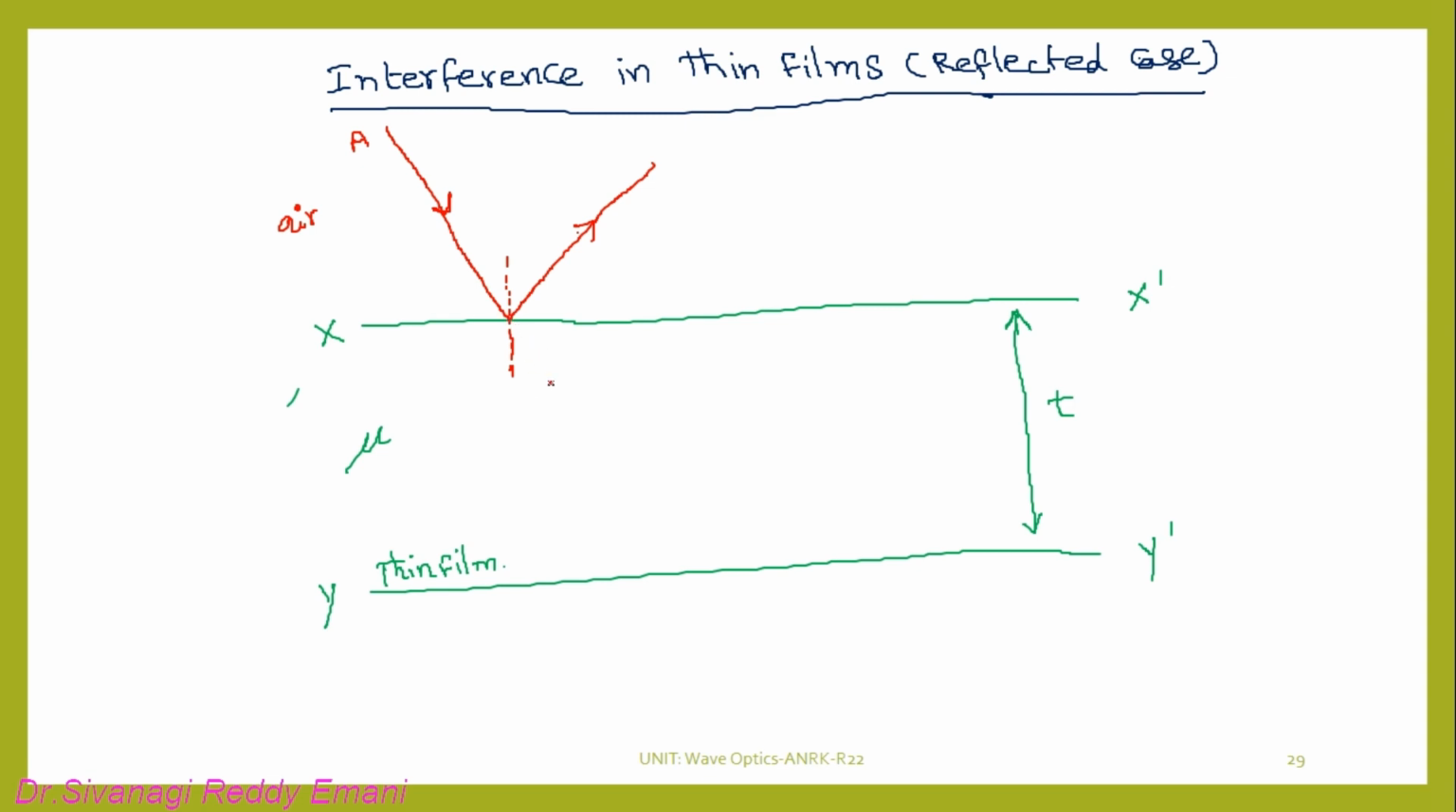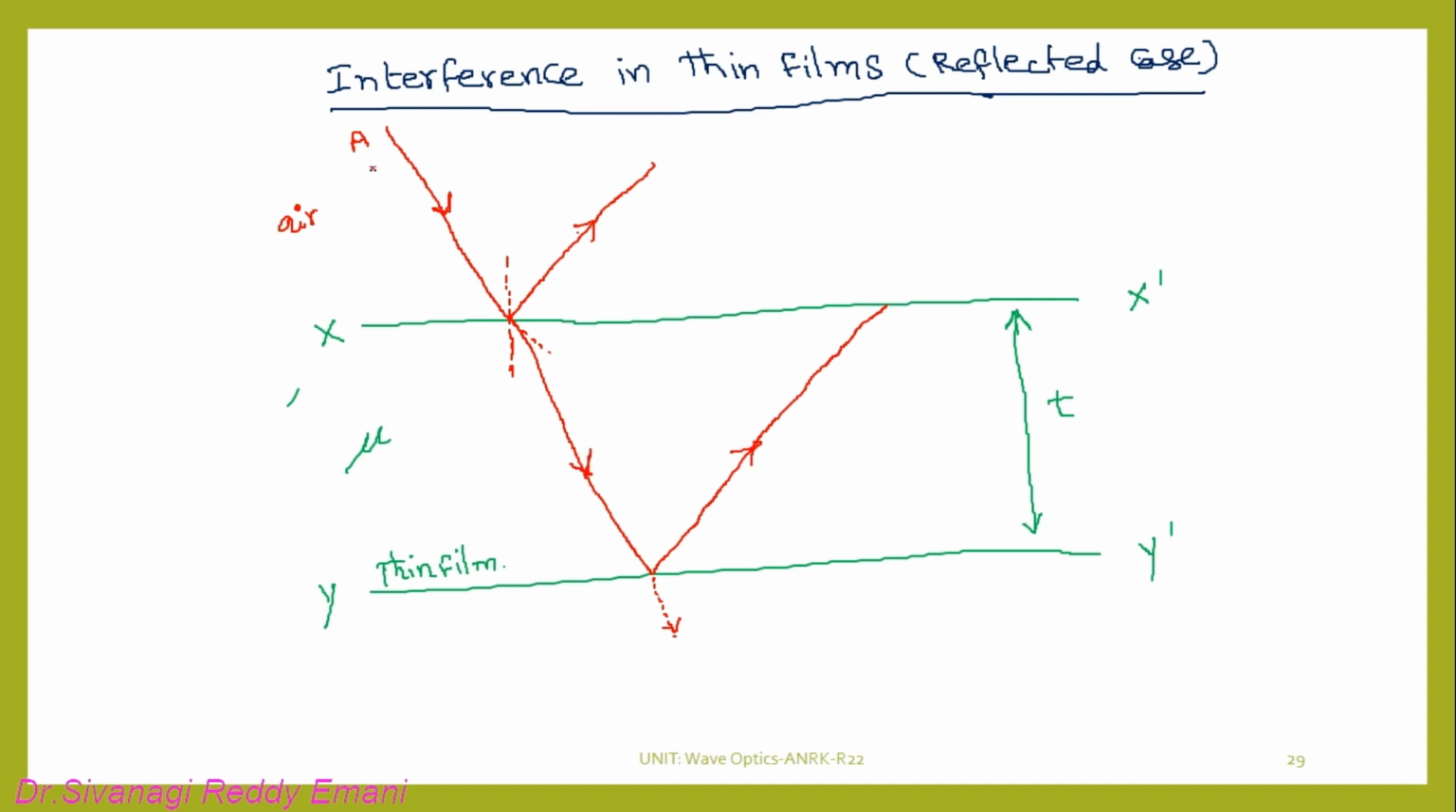Whenever it is getting into the thin film, this is a denser medium and the air is a rarer medium, so it will move towards the normal. Rather than traveling in a straight line, it will bend and fall here. Here also two things happen. It will get reflected from here or it may get transmitted. We are considering only the reflected scenario.